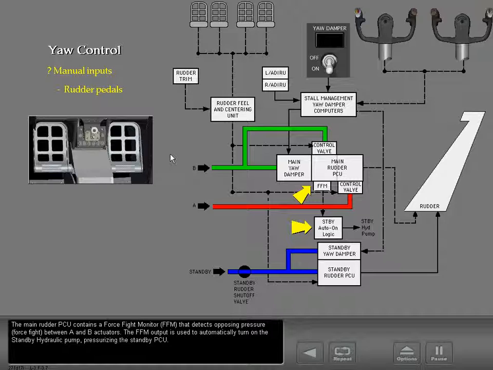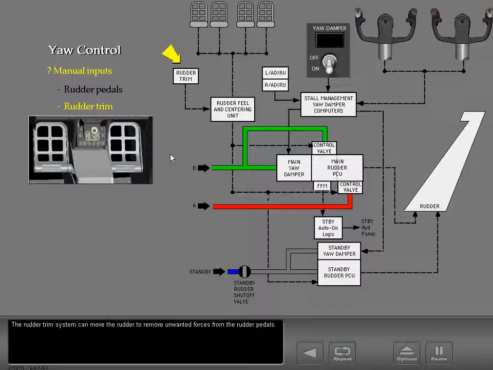The main rudder PCU contains a force fight monitor, FFM, that detects opposing pressure force fight between A and B actuators. The FFM output is used to automatically turn on the standby hydraulic pump pressurizing the standby PCU.